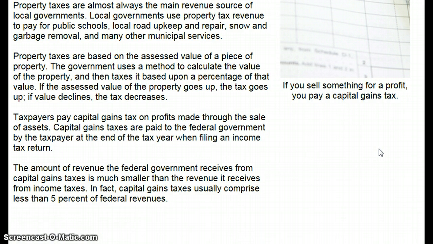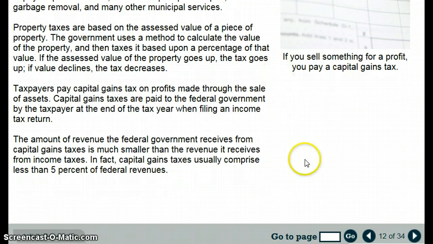Taxpayers pay capital gains tax on profits made through the sale of assets. Capital gains taxes are paid to the federal government by the taxpayer at the end of the tax year when filing an income tax return. The amount of revenue the federal government receives from capital gains taxes is much smaller than the revenue it receives from income taxes. In fact, capital gains taxes usually comprise less than 5% of federal revenues.